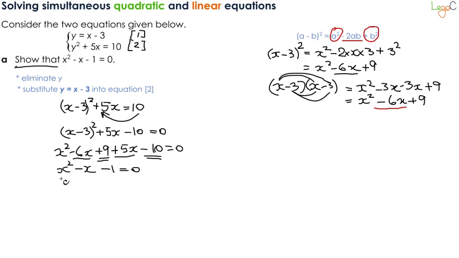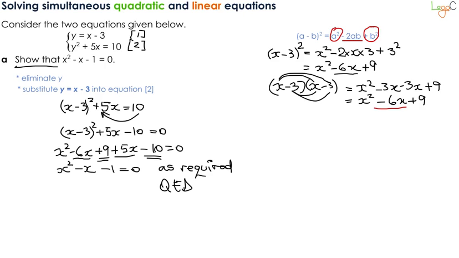Now you can see that we have actually arrived at the equation that we were asked to show, to prove. So at the end we are going to say as required, or you can use QED, which is the Latin form for what we had to prove, what had to be proven has been proven.